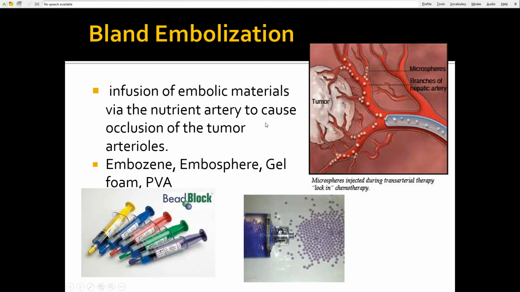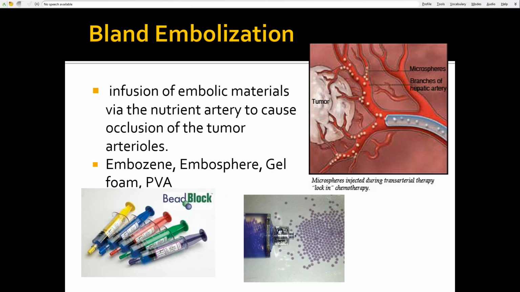So again, going through different modalities here, the first thing that's been around for a long time is bland embolization. We infuse embolic materials into the artery to cause basically just occlusion. So you inject non-active beads, depending on different sizes, whether it's 1 to 3 micrometers, or the 3 to 5, 5 to 7. Some examples are Embozenes, Embospheres.